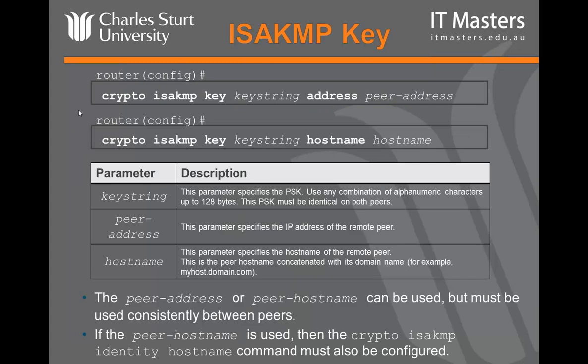So ISAKMP key, how do we set up our ISAKMP key? We use the command crypto isakmp key, keystring, address and the peer address, or keystring hostname and the hostname. That depends on whether you've got DNS resolution set up on your router. The keystring specifies a pre-shared key. You can use any combo of alphanumeric characters up to 128 bytes in length.